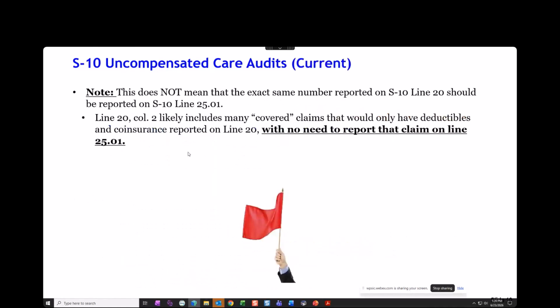And I just said that generally the same number should not be on line 20 and 25 and 25.01. It shouldn't be the exact same number reported, because that would mean every single claim you have is basically fully non-covered, which defeats the purpose of putting it in column 2 to begin with. So there should be a higher number in line 20, but it should include whatever's in 25 and 25.01.